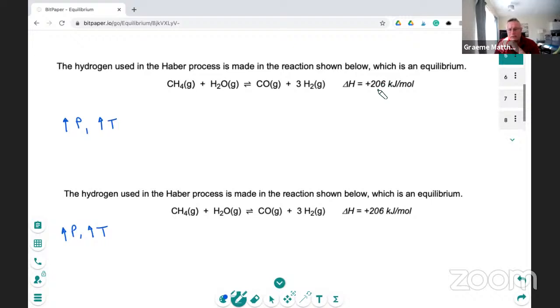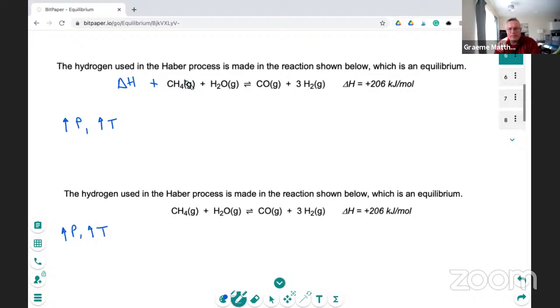Right, so straight off the bat, this one is endothermic. And so what I'm going to do is put my enthalpy symbol on this side. On the previous one we did with the Haber process, the reaction was exothermic, so the enthalpy symbol was on the right as a product. This is now endothermic, so my enthalpy symbol is on the left-hand side because it's like a reactant.